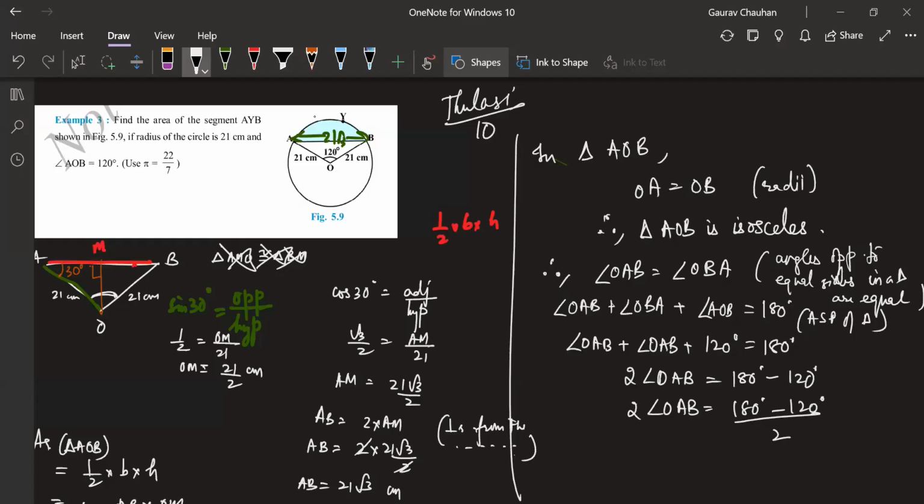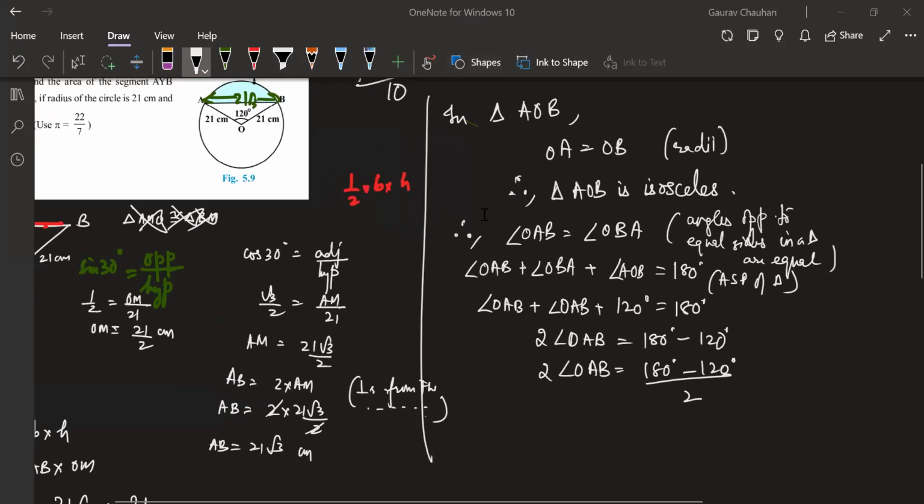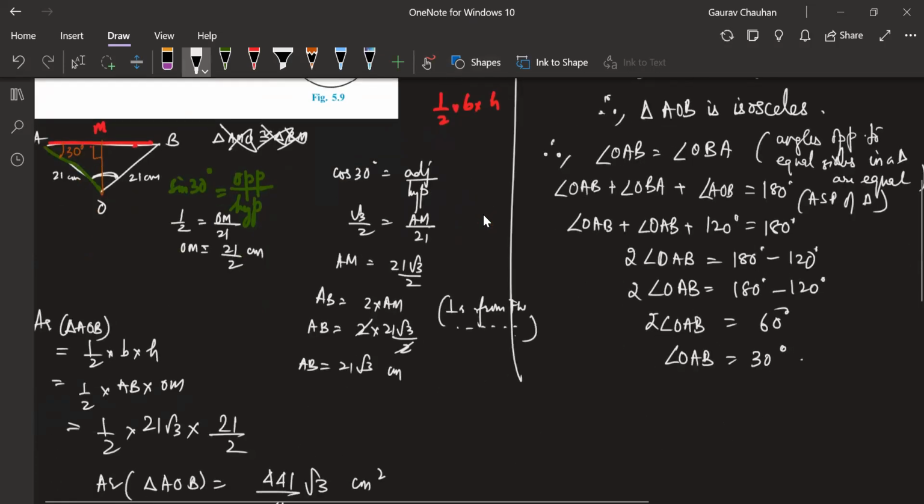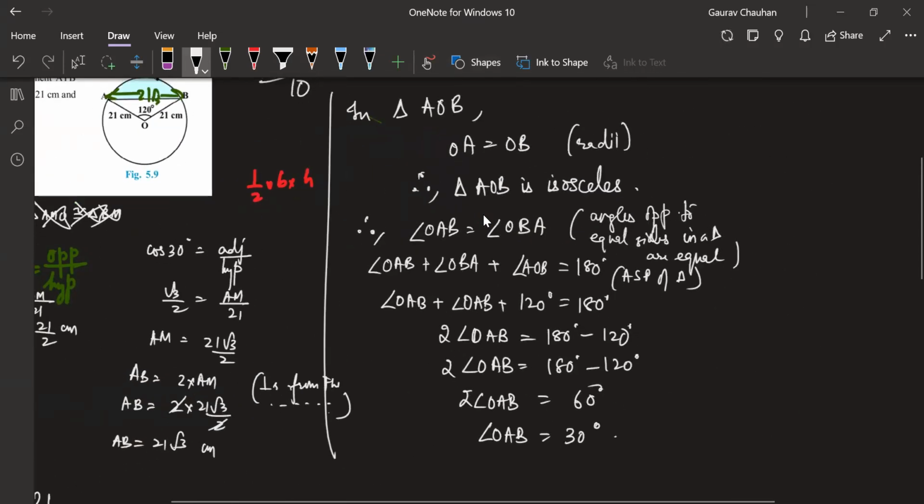All right, guys, I'll record this part also. So I'm writing all the steps properly here. First, we're showing that the triangle is isosceles. And after we show the triangle is isosceles, we're calculating angle OAB, that's this angle, twice angle OAB. All right. Once we get angle OAB is equal to 30°, we're going to use the triangle. I'll just write the steps.